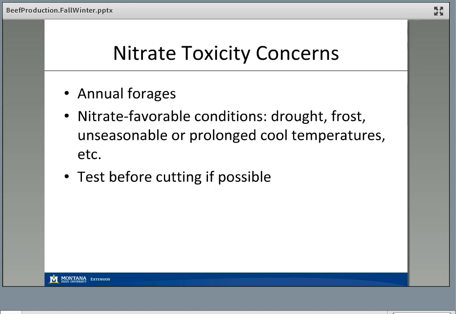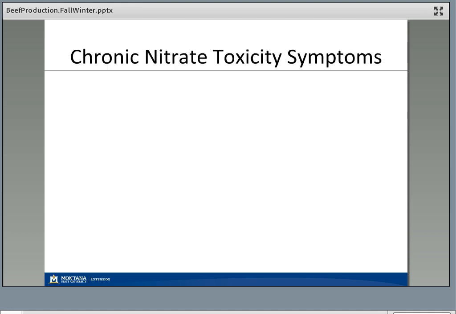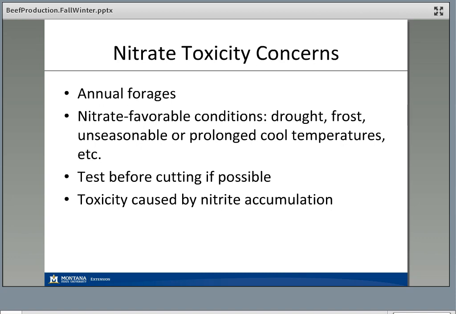The toxicity is caused by nitrite accumulation, and I'll tell you a little bit about how this all happens. In the plant, nitrate is a normal part of the plant's metabolism. The plant takes up nitrate and converts it to nitrite, and then nitrite is converted to ammonia, which is the nitrogen source for the plant to build protein from.